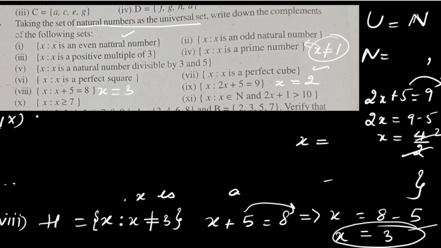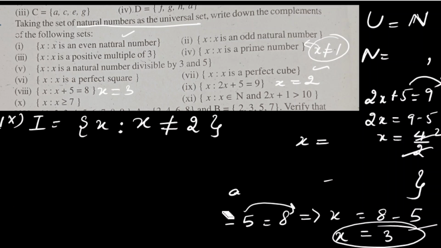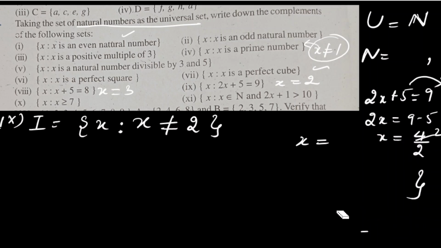Then what will be its complement? In its complement, I'm considering it as set I. I is equals to x such that x is not equals to 2. Because in this set x is equals to 2, so we have to consider the opposite in the complement. In the sense, the elements which are present in this set won't be there in its complement. So if in this set x value is equals to 2, in its complement x value will not be equals to 2. So let's do the next part, 7th.